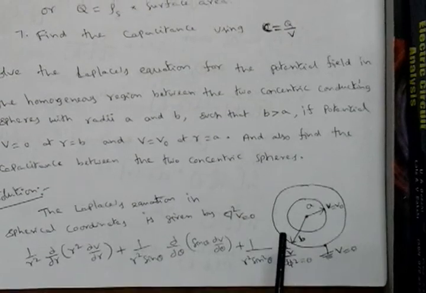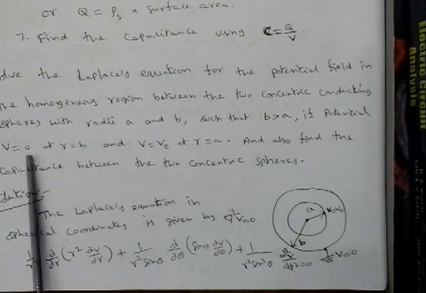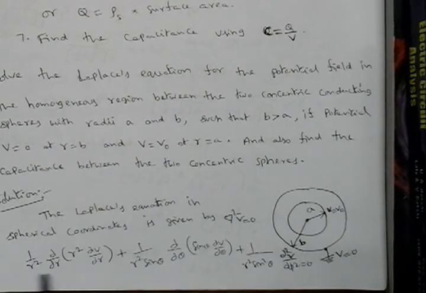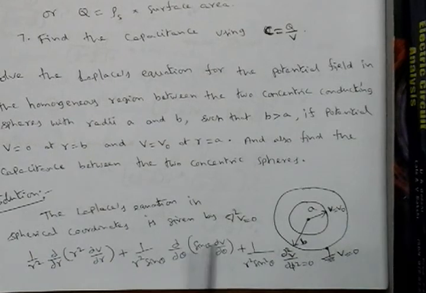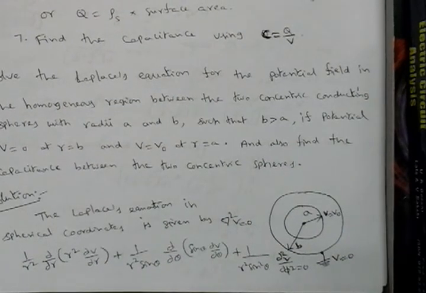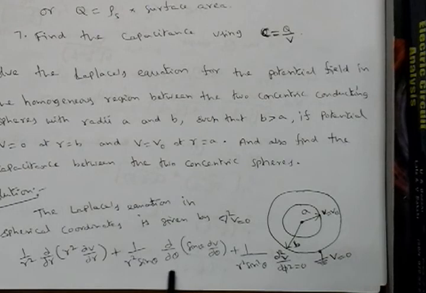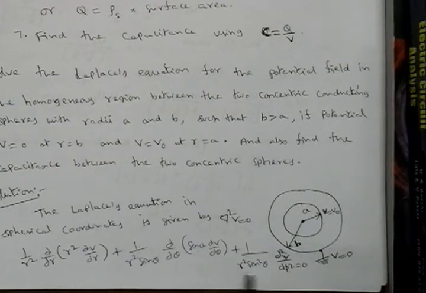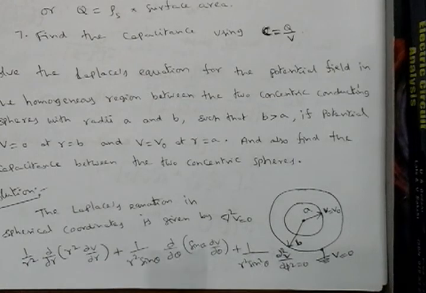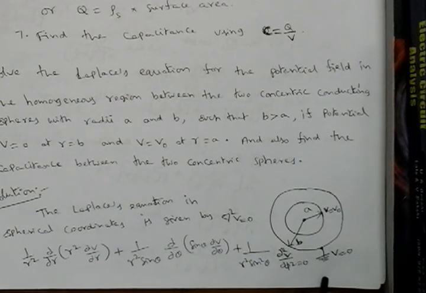So as per the problem, the potential is varying with respect to what? R only. So that means the R term only will be considered. The remaining will be 0 only. That means potential V is a function of R only. The potential V is not a function of the theta term as well as the phi term. That is, the second term and third term are neglected. Only the first term is equal to what? 0.